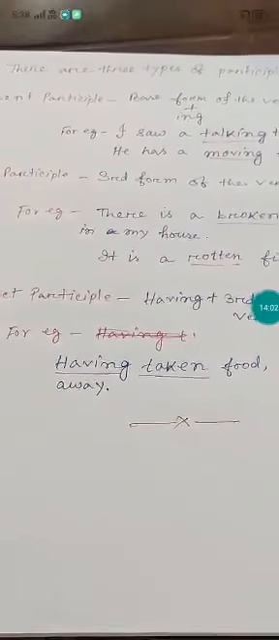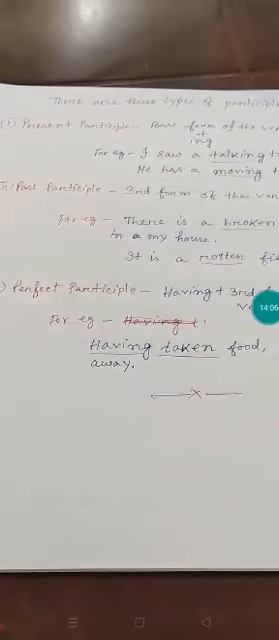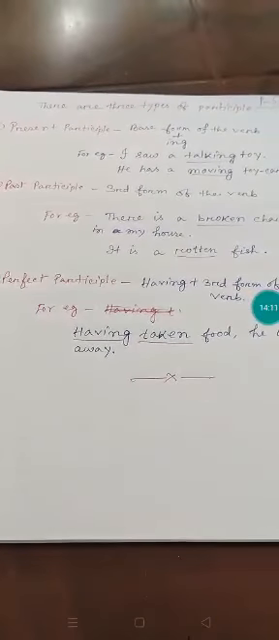So again I am saying, present participle means base form of the verb plus ing. Past participle means third form of the verb, and perfect participle means having plus third form of the verb.